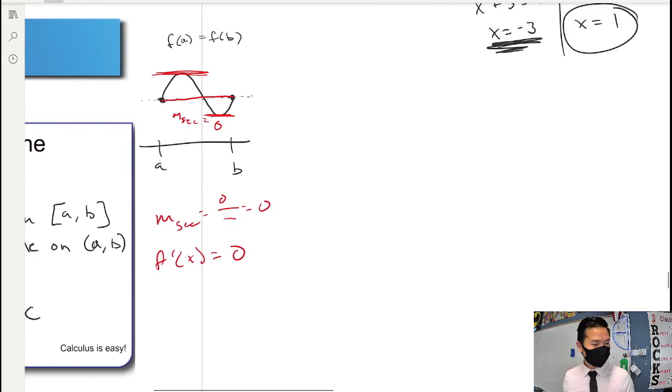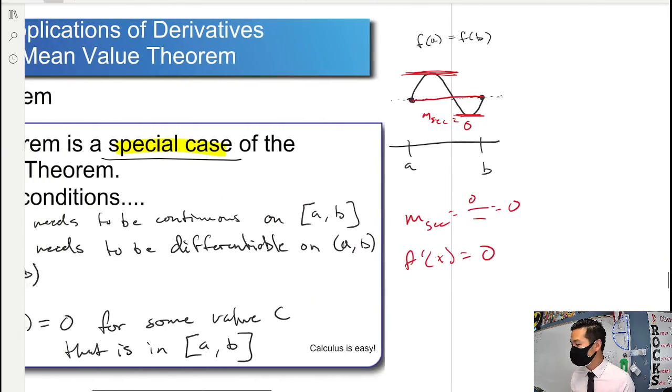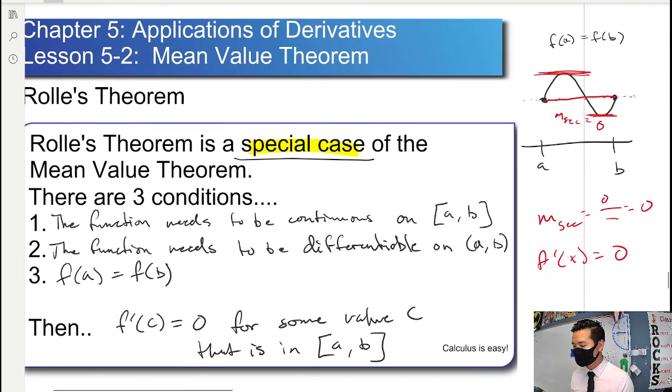Wait, nothing real quick. So when it says f of a equals f of b, they just equal each other at the same point where the slope is parallel? You know, where the tangent is parallel? Yeah.